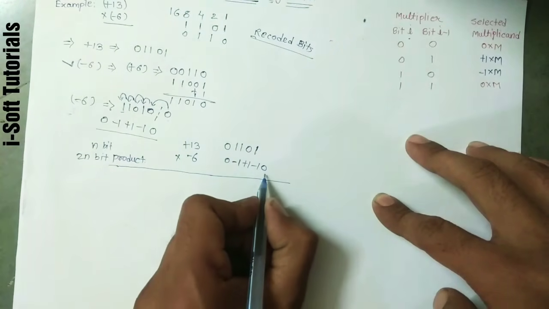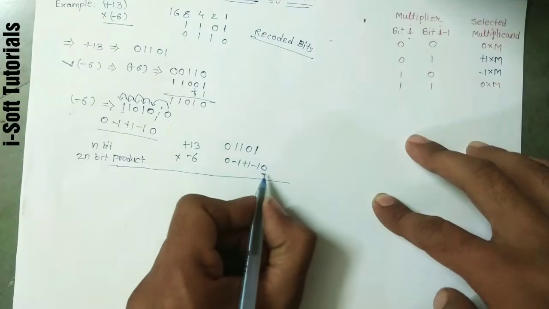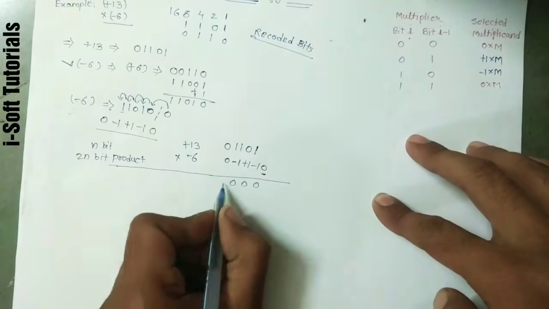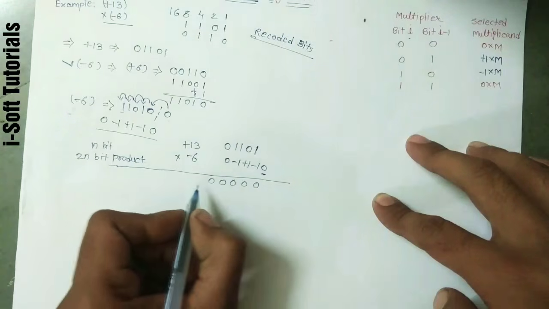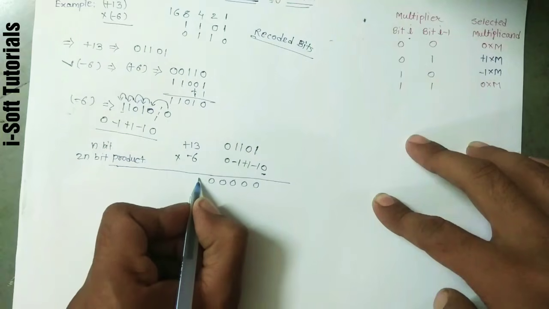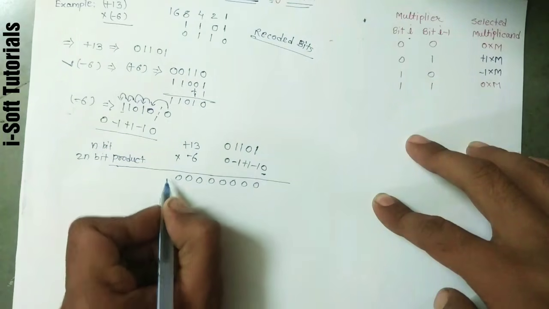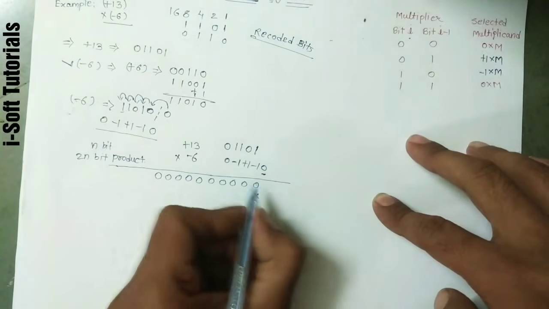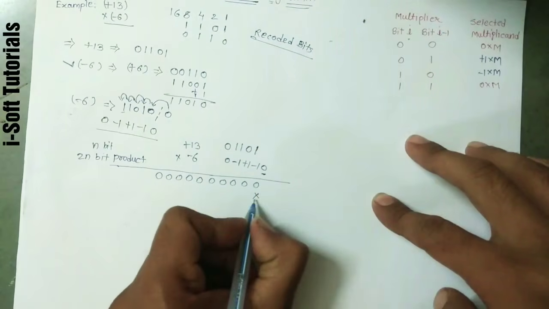So for the first bit we will scan from the left-hand side. For the first bit, 0, so we will not consider it. Plus 13, so 5 bits, plus again we will add n bits, so again 5 zeros. For the zeros we will add again 5 zeros. So cross, I will consider this as shifting; you can leave it as space, I am considering it as cross.